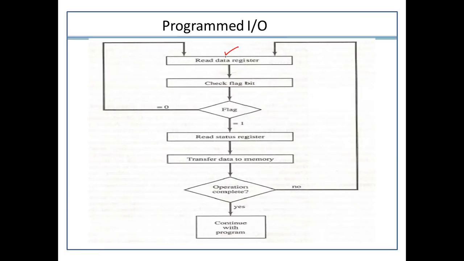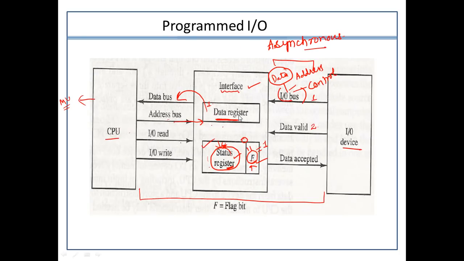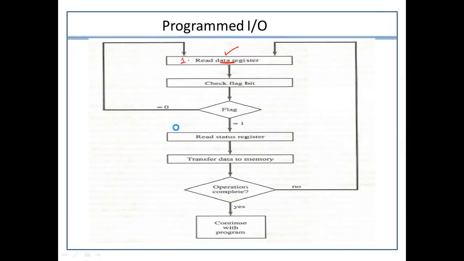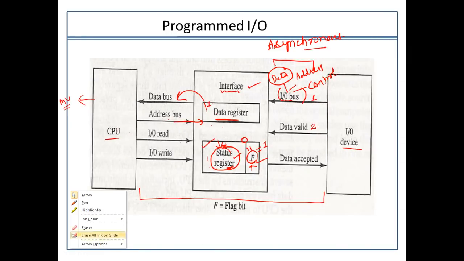So always it starts from reading the data register. If you remember, there was a data register available in the programmed input output mode, right? So that data register will have to be read. Now what to do with this data? Where to take this data? All the information is actually available here in this status register. So in order to read the value of the status register, we need to refer to the flag bits.